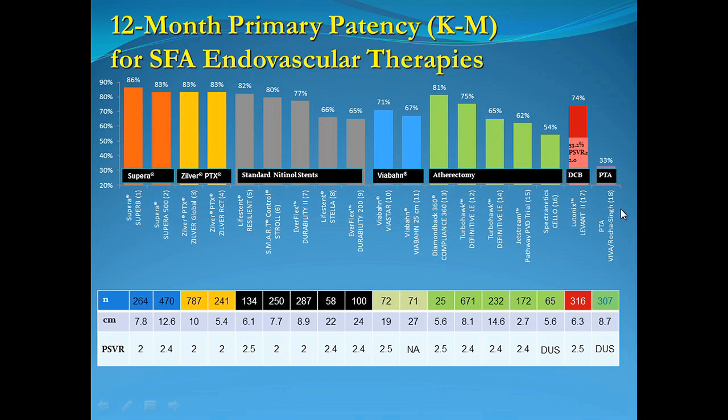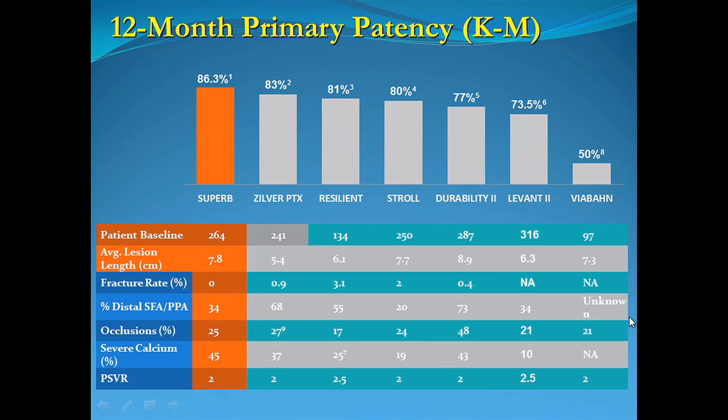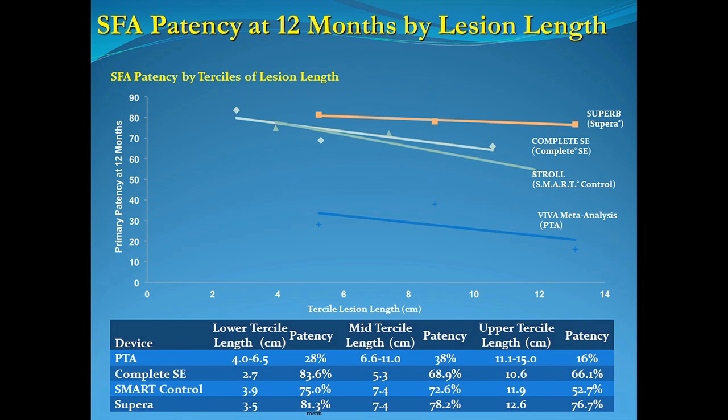And as we know, PTA fails. It's only 33% in a compilation of multiple studies with a mean lesion length of 8.7. Just want to talk about this slide. This compares the different stent technologies, and as you see, across different patient populations, the average length is all less than 10 centimeters, and it seems the newer nitinol stent technology with the Supera and then the drug-eluting stent do better than other stents.